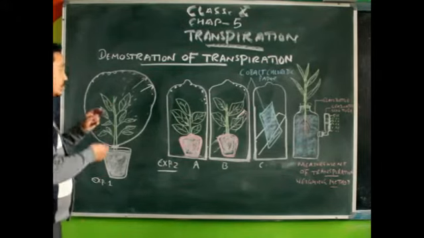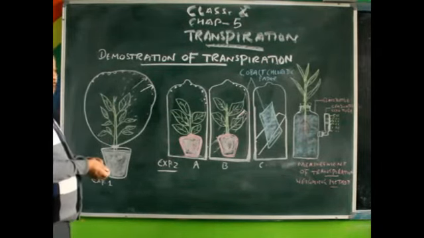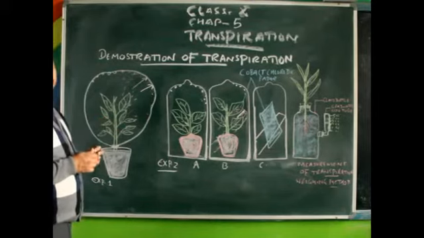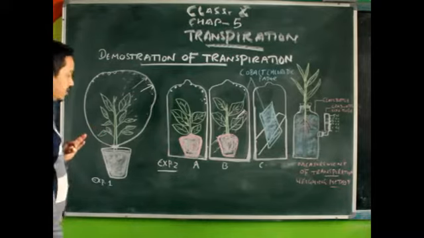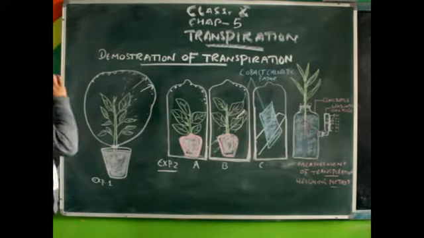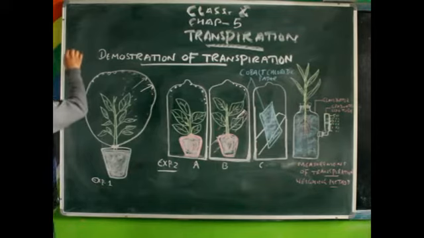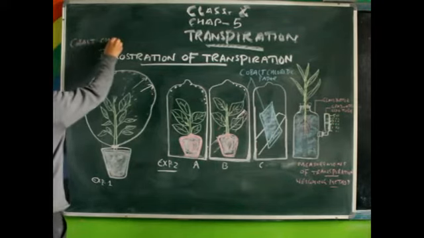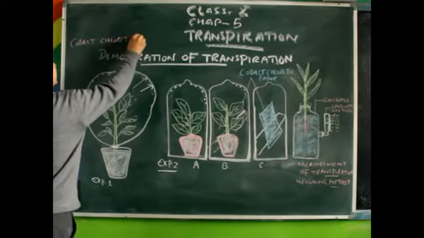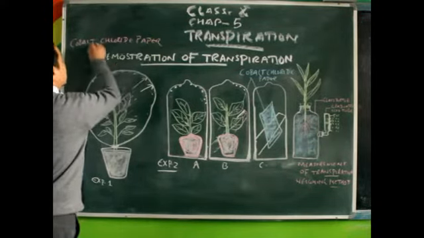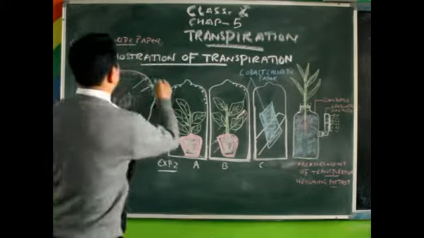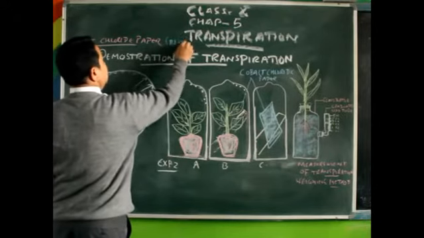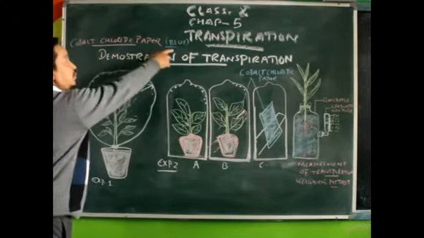If you want to further prove this, and make your demonstration precise, what you can do is take a plant and a paper called cobalt chloride paper, which is blue in color. Naturally, cobalt chloride paper is blue in color.